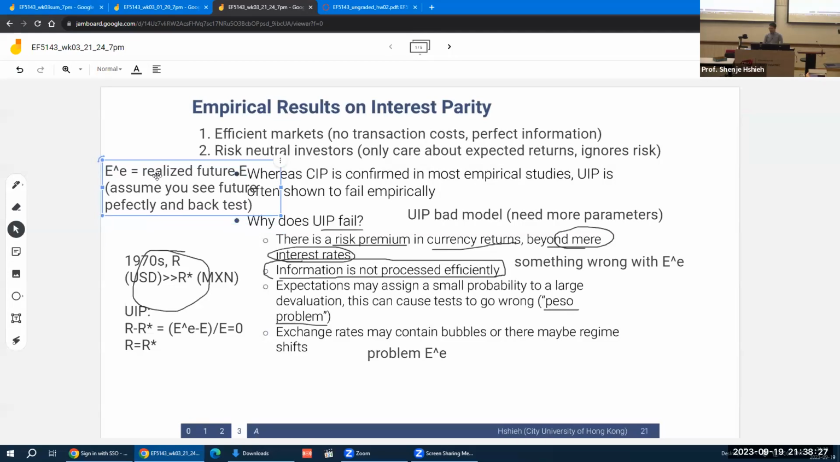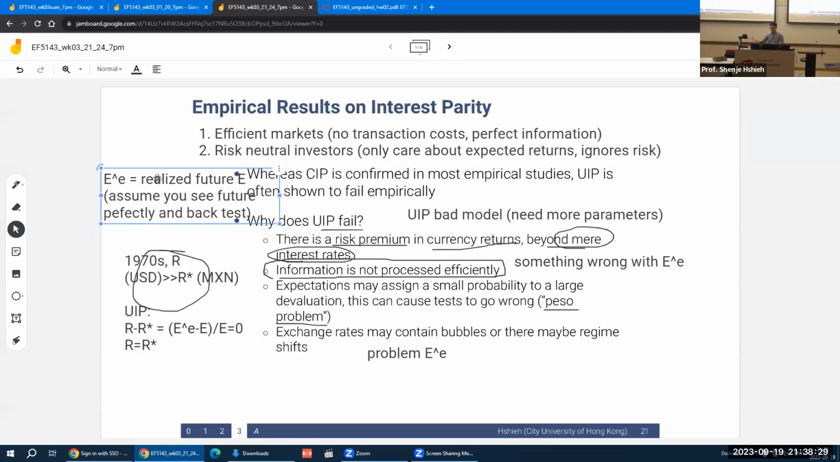So this is what I asked you to do in the case study, which I will post later tomorrow or tonight. Okay. I want you to go ahead and download some data and test CIP and UIP. And you're going to be proxying E[ΔE] using the realized future E, assuming you can see the future perfectly. You're just using the future value as an input in your UIP equation.